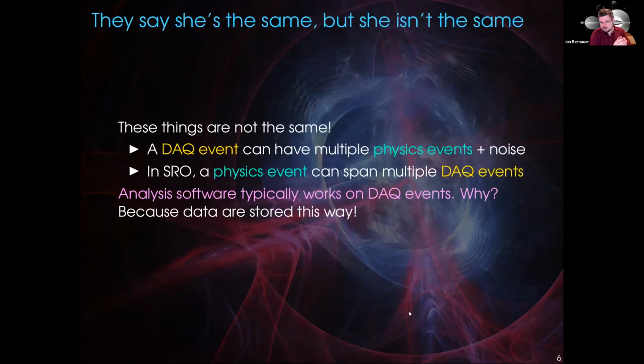So these things are obviously not the same, right? A DAQ event can actually have multiple physics events plus noise, which we are not interested in, or it might have no physics event, might only be noise, right? And especially if you think about streaming readout and use these definitions of what an event is there, a physics event can actually span multiple DAQ events, right? And typically our analysis software is actually driven by these DAQ events, right? We read event by event from the file, which are DAQ events, and then process them and sort them.